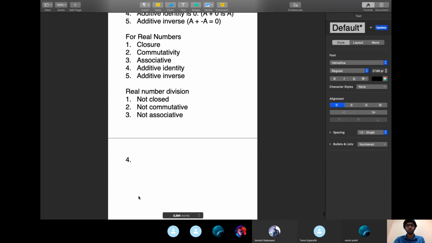Now, what is the division identity? What is the number which I can divide any real number by and preserve the identity of the number? Very good, 1. Is there a division inverse? Does every real number have another real number which I could divide it by to get 1?